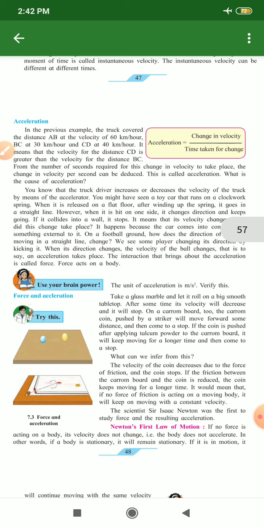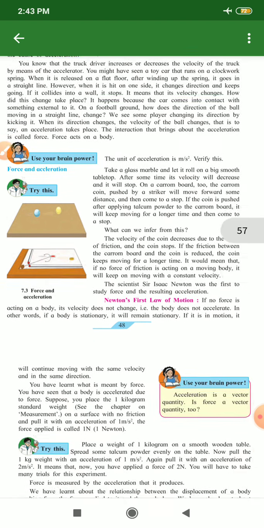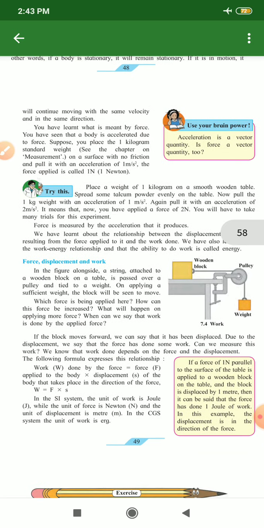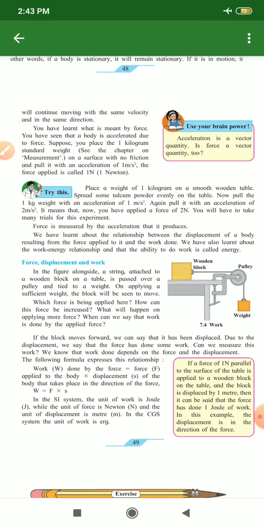So, Newton's first law of motion. If no force is acting on a body, its velocity does not change. That is, the body does not accelerate. In other words, if a body is stationary, it will remain stationary. If it's in motion, it will continue moving with the same velocity and in the same direction. You have learned what is meant by force. You have seen that a body is accelerated due to force.